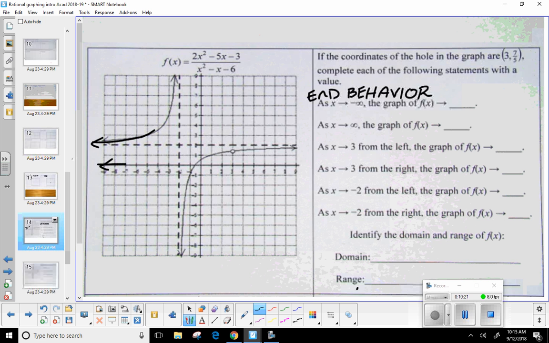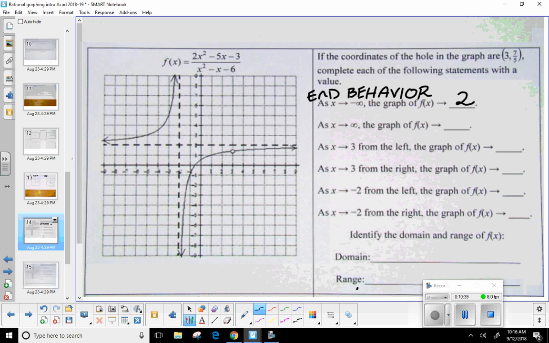Closer and closer to what? Okay, so Jack thinks it's 2. Is he right? It is 2, yes. When you're looking at the end behavior, you want to focus on the horizontal asymptote. So yeah, as we go to negative infinity, the function is going to approach 2.